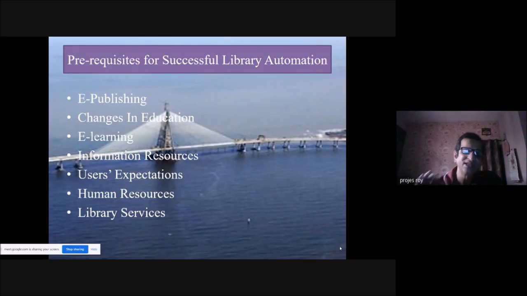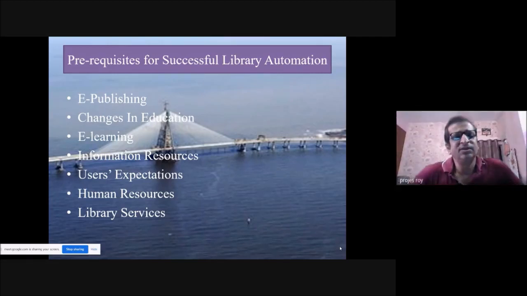Then today, for successful library automation, you need to think that it should be connected with e-publishing. It should accommodate the changing education policies. Today you have seen that the education policies of India are going to change. Is the library automation system going to adopt all those changes? Then e-learning: what is the e-learning capacity? Then how are we going to create information sources on that? You need to study user expectations, and of course the human resources. And last of all, library service: what services are you going to provide for your users? So, user expectation, human resources and library services.